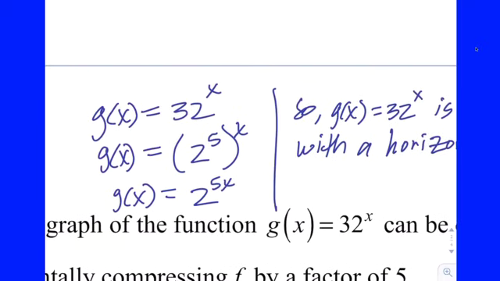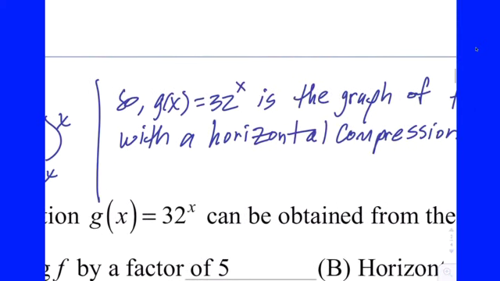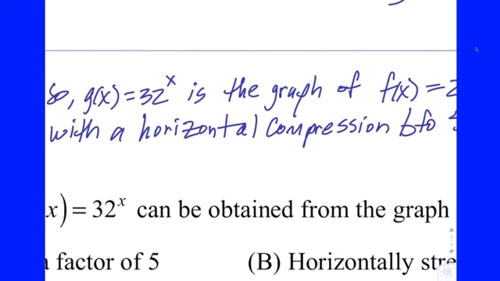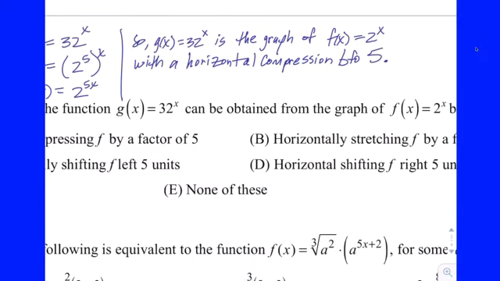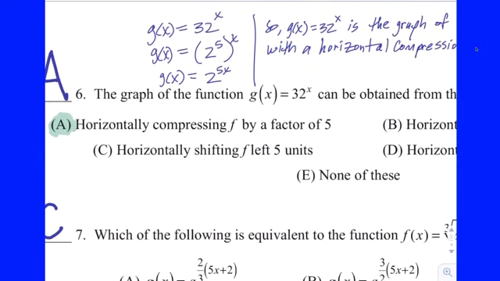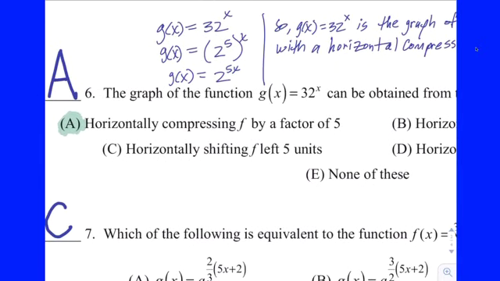If you replace 32 with 2 to the 5th, because that's what 32 is, then you can raise the power to a power by multiplying, and you end up with g of x equals 2 raised to the 5x power. And so now it's obvious, right? You would take the graph of 2 to the x, and what would multiplying by 5 do in the x? It would be a horizontal compression by a factor of 5. So all you got to do now is look for horizontal compression by a factor of 5, and it's answer choice A.